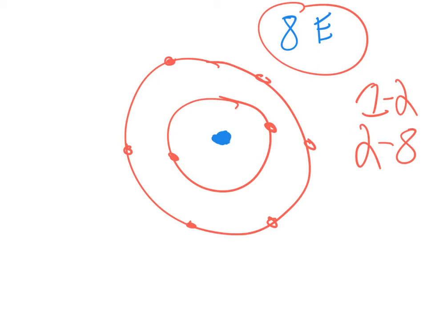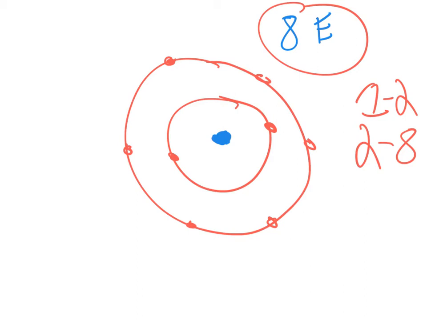Now, most atoms like to be full. They like their outer shells to be complete. On oxygen, it needs 2 more electrons. So our next section we're going to talk about is how they get bonded together. Now I'm going to do this one more time for you guys.